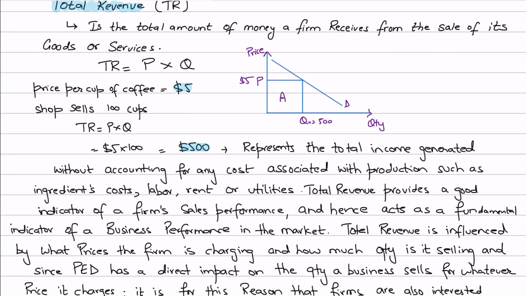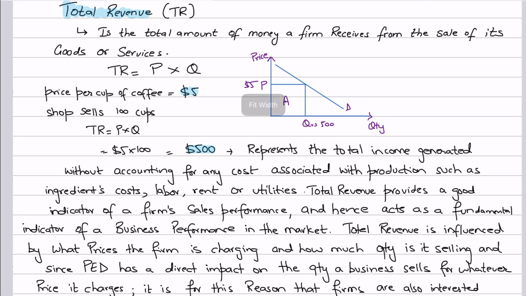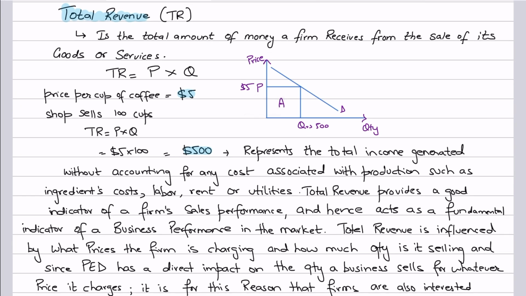So it's basically a total income that is generated before you have accounted for any of your production costs, utility expenses, and all of that. And once you account for that, you'll end up with profits.